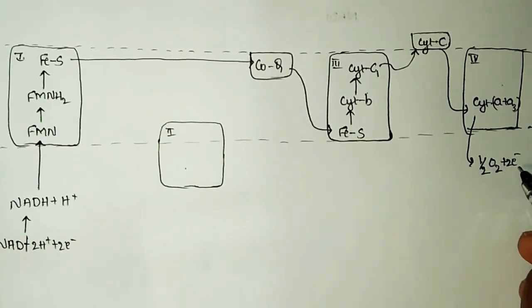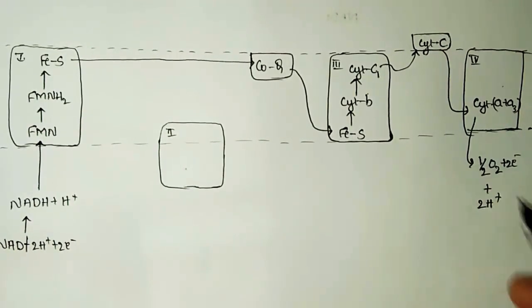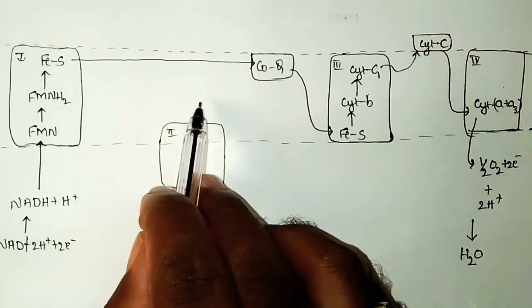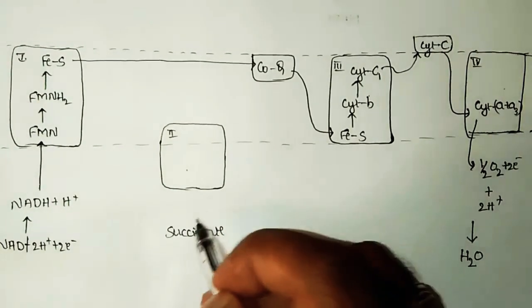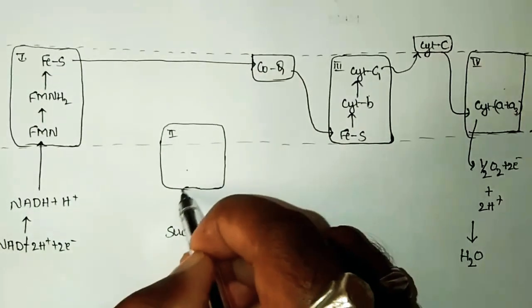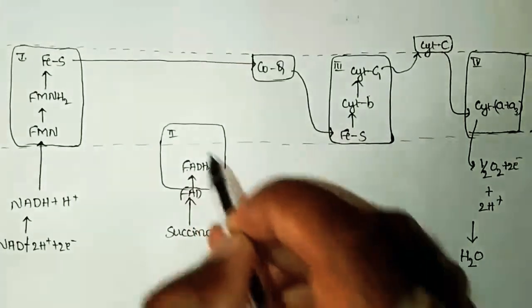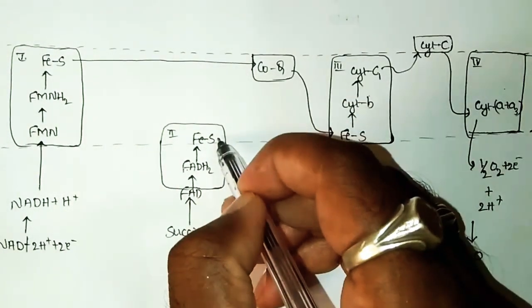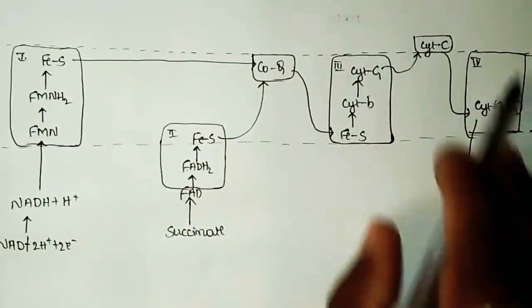And from cytochrome A plus A3, the electron transfer will take place to molecular oxygen, and the magnitude of electron transfer is 2 electrons, and by accepting 2 protons and 2 electrons, this molecular oxygen finally changes to H2O. And the same thing we can notice with complex 2. Here first the succinate will transfer the electrons to FAD, and FAD will change to FADH2, and FADH2 will transfer the electrons to iron sulfur protein, and from iron sulfur protein the electron will be transferred to coenzyme Q, and again the procedure is same.